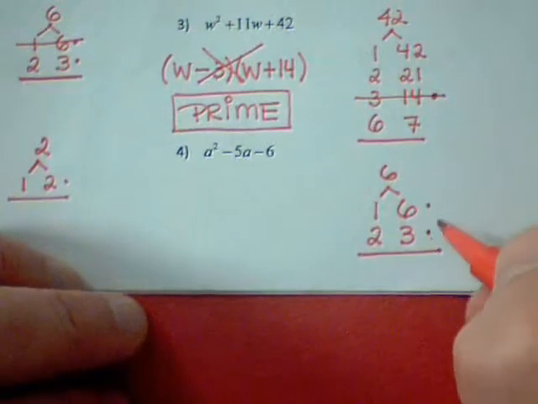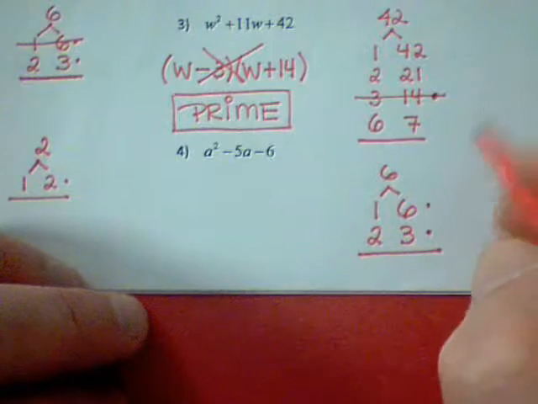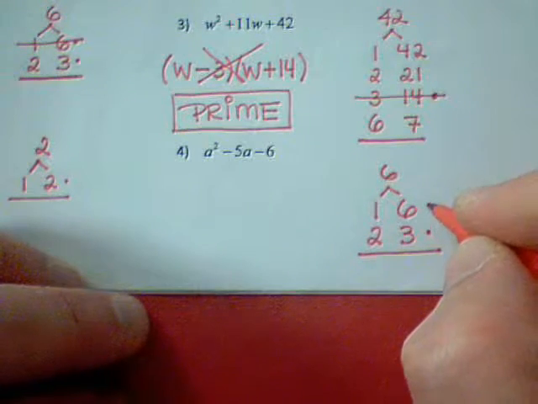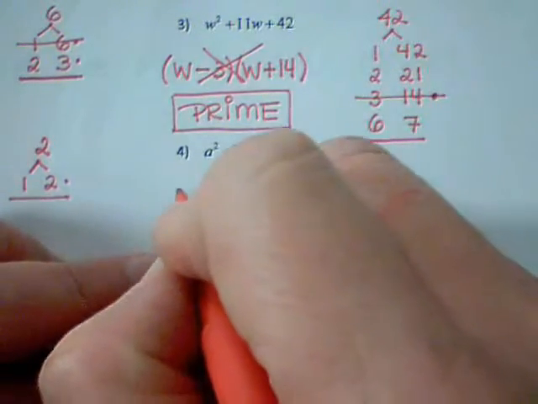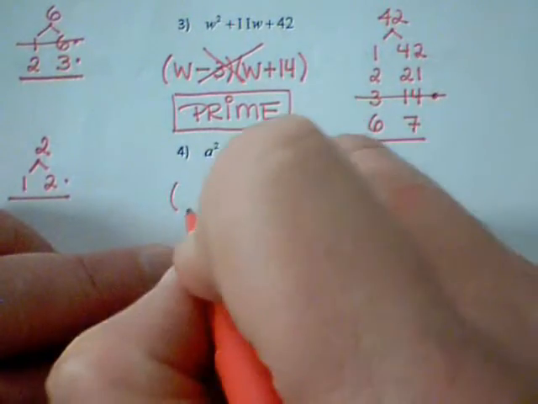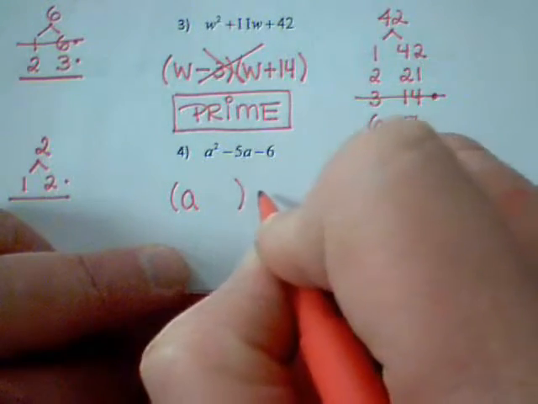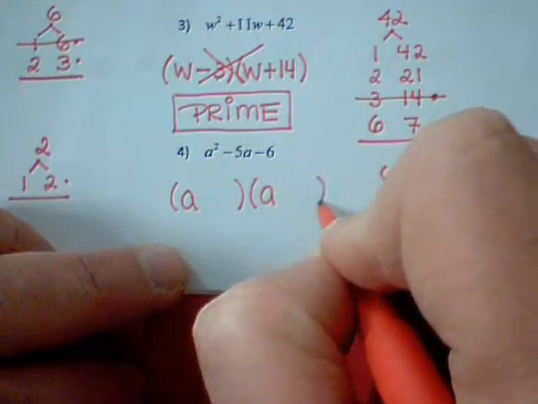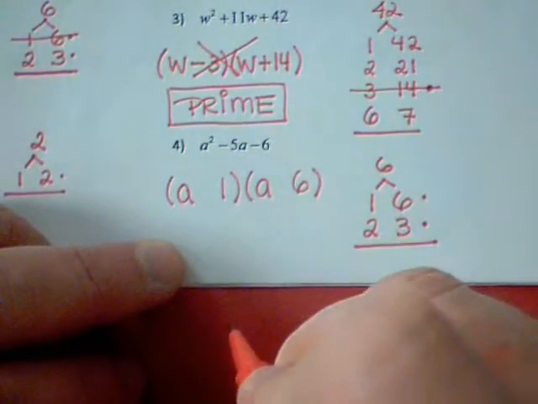So which one should I begin? Well, I don't know, so just pick one. Let's say I pick the first one. Sometimes it's just the luck, you know. So let's put A. I'm gonna put 1 and 6.